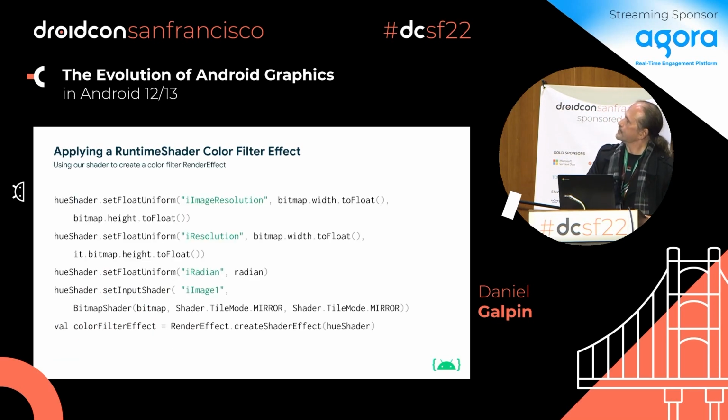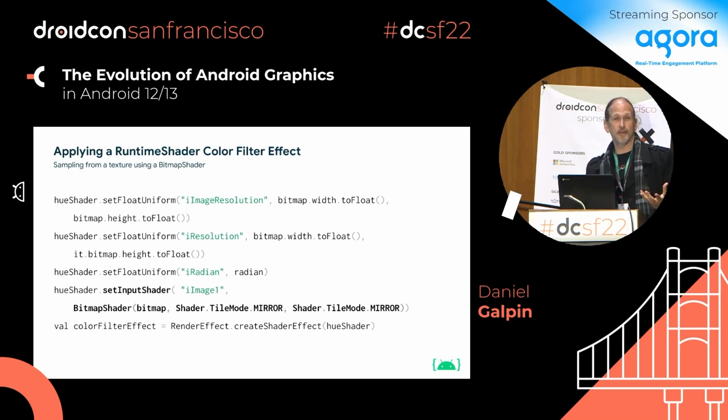What does this look like inside of our Android code now? We compile the shader. We then have to apply these uniforms. And then we set our input shader. As I said, we use a bitmap shader. This is the way we put bitmaps into our shader. We can actually sample other shaders.